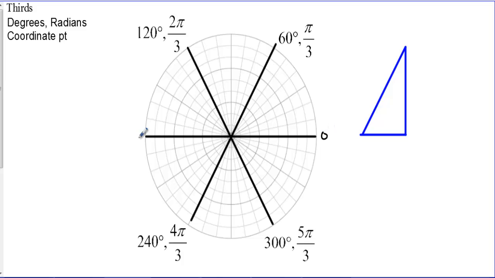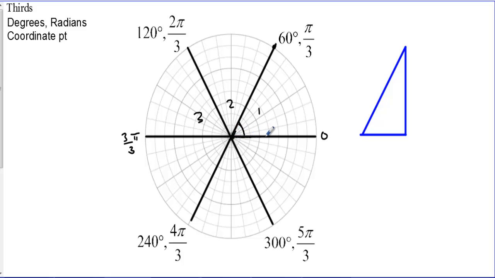Let's cut pi into 3 pieces. So we have 1, 2, 3 pieces. That means this is 1 pi over 3, this will be 2 pi over 3, and this is 3 pi over 3, which is pi. Well, when we do that, we have a 60-degree angle. So here's 60 degrees, and we want to know this point right here on the circle.